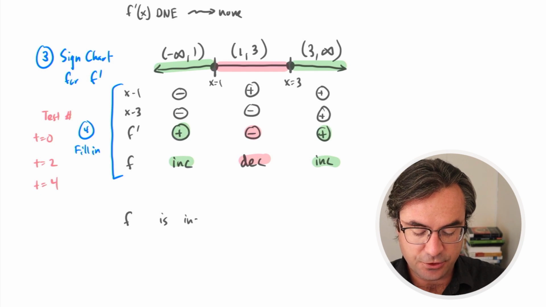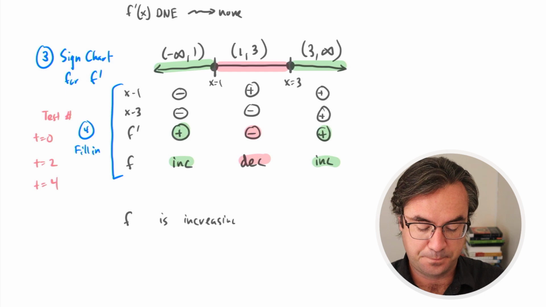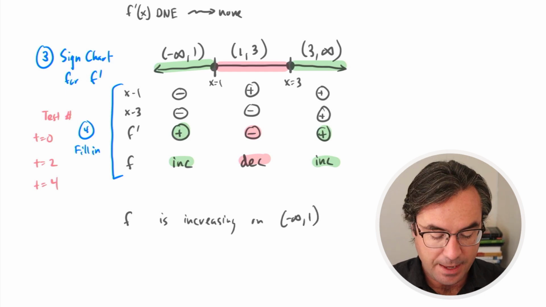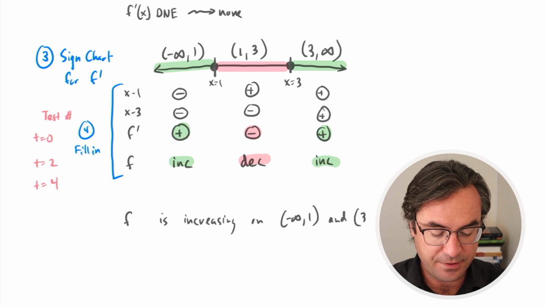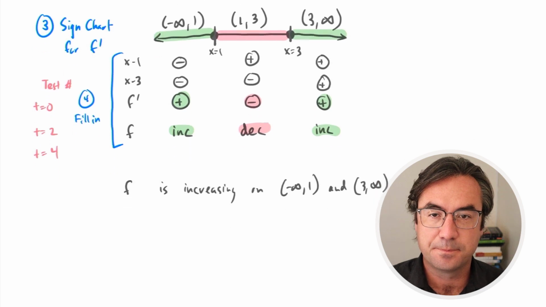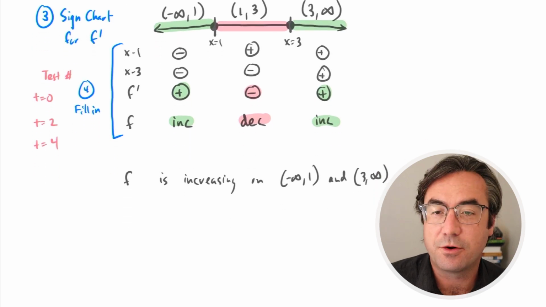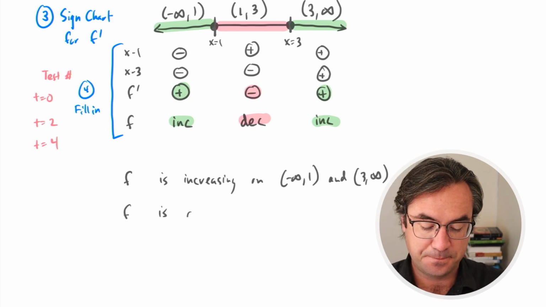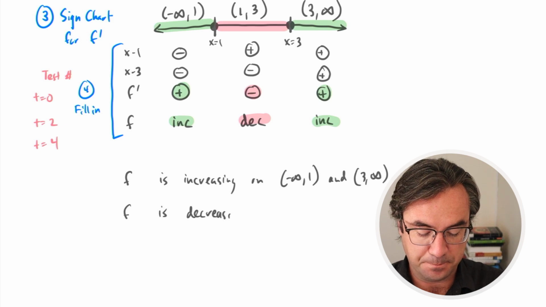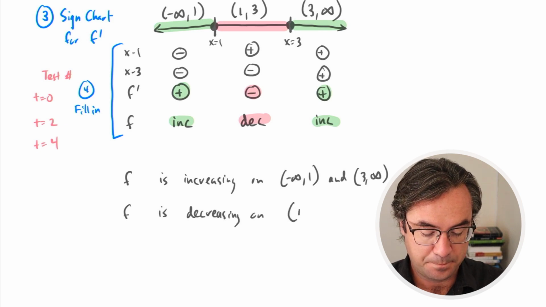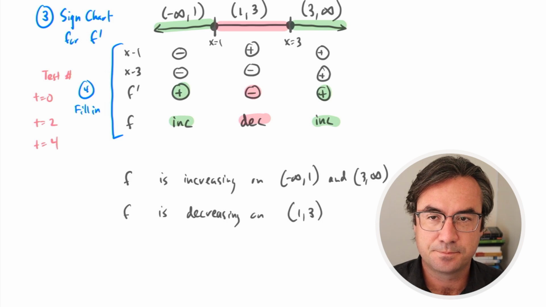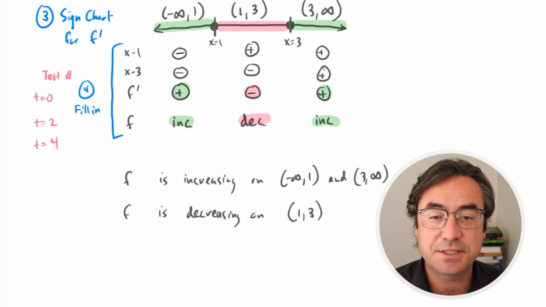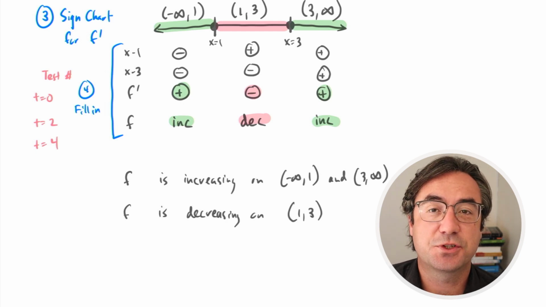So moving up, we know this function is increasing on the interval minus infinity to 1 and from 3 to infinity. We're doing open intervals, so the parentheses. And then we know f is decreasing on that middle interval. All right. And that's the idea. Finding the intervals of increase, decrease for a function using its first derivative.